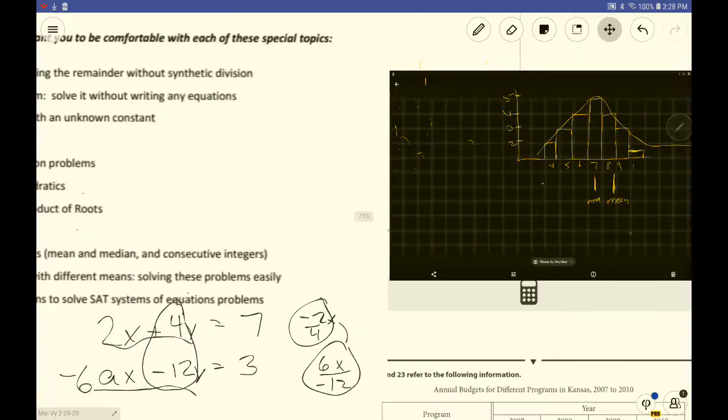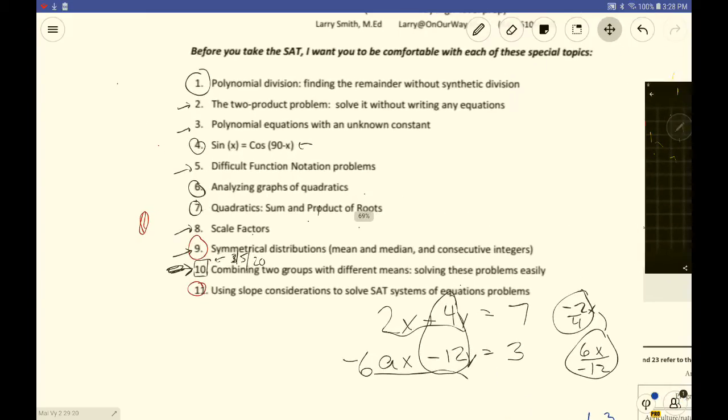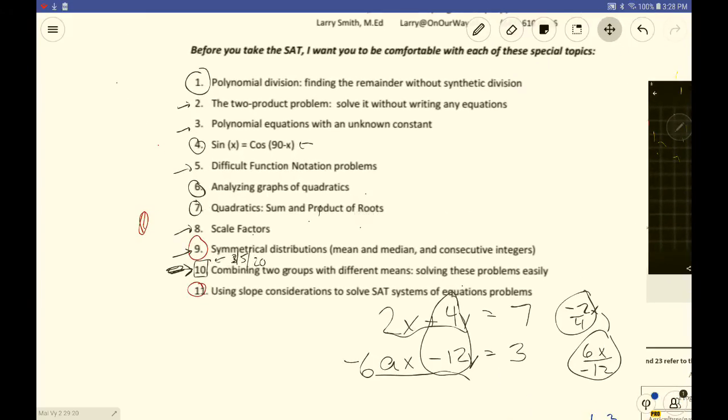So now we got into some tied topics, if you can remember. Talking about finding the remainder. Sine x equals cosine 90 minus x. Talking about analyzing the graphs of quadratics, the sum and product of roots, and what symmetrical distributions mean, and if they're not symmetrical, and the mean and median are different, the mean always goes in the direction of the skew, or the direction that the curve is stretched out. The mean is always more in that direction than the median.